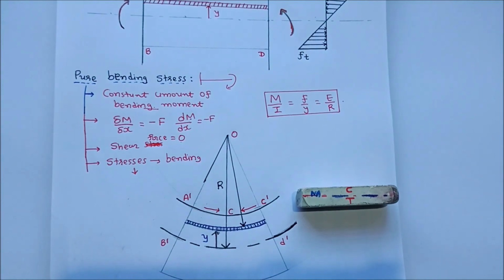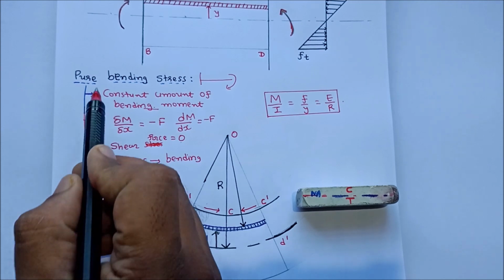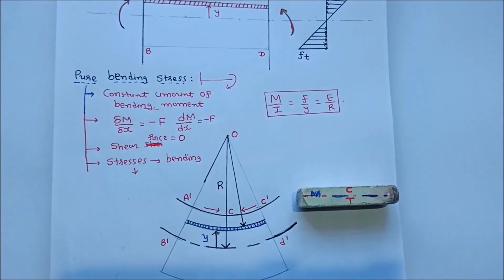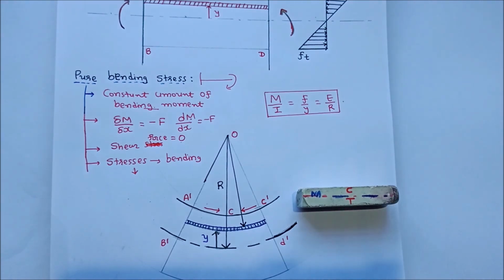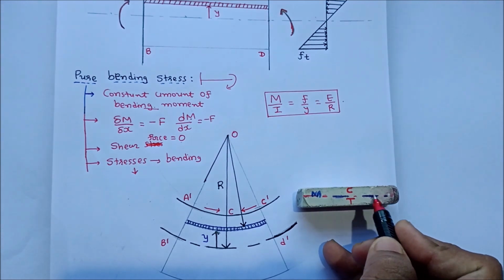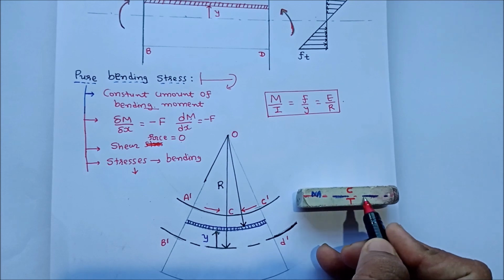So when a beam length is subjected to a constant amount of bending moment and a 0 shear force, the stresses set up across the section of the beam due to bending are known as pure bending stress. Here, first we discuss sagging moment and hogging moment. First we draw one neutral axis. Neutral axis means there is no stress of any kind, no compressive stress or tensile stress at this axis.